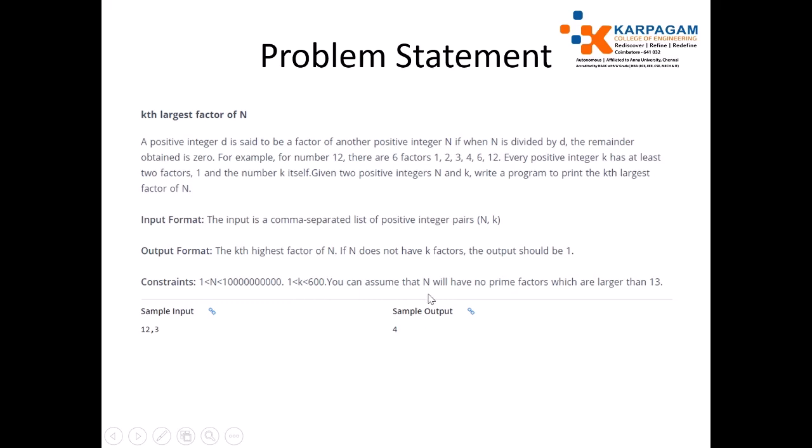You can assume that n will have no prime factors which are larger than 13. Here for the sample input 12 and 3, 12 is the n value, 3 is the k value. The output should be 4.